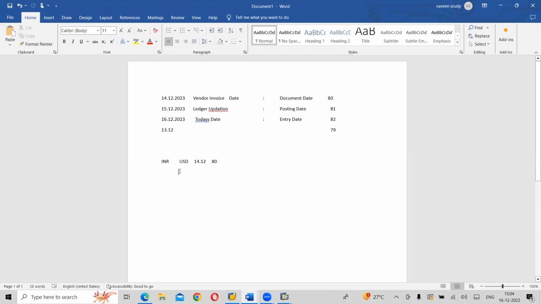If I am paying 100 USD, what is the INR value? I am taking the date 13-12. So what is the foreign currency exchange rate? 79. So 79 into 100 becomes 7,900 in INR. Understood? It will convert the foreign currency valuation exchange rate into local currency. That is called the translation date. Understood, everyone? Yeah. Okay.